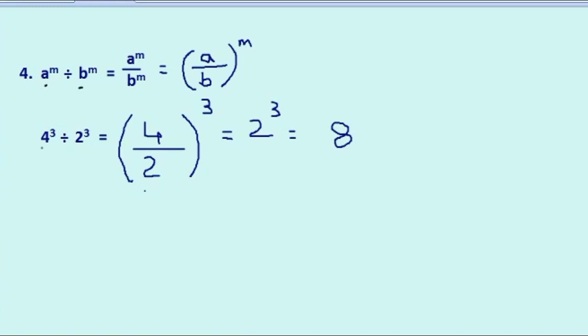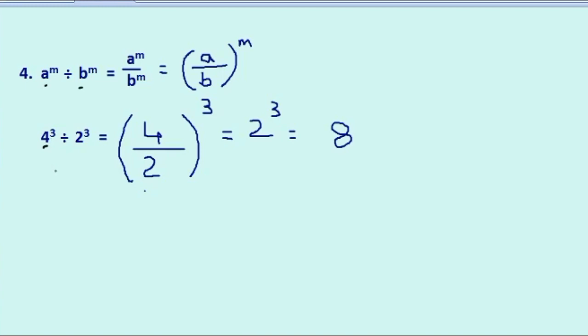Let's see an example. If it is 4 cube divided by 2 cube, then we can write it as (4 by 2) raised to the power of 3. Then 4 by 2 is 2. 2 raised to the power of 3 is 8. Let us simplify this and see.